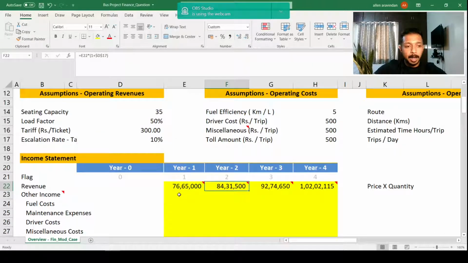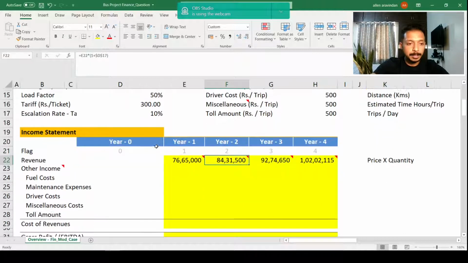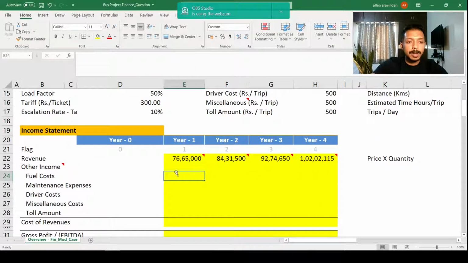Now other income we really don't know, because the interest income will be calculated at the end once we have the cash calculated for this business, right? So now let's go and calculate the operational cost, where the first one is going to be the fuel cost, right? So think of it logically.